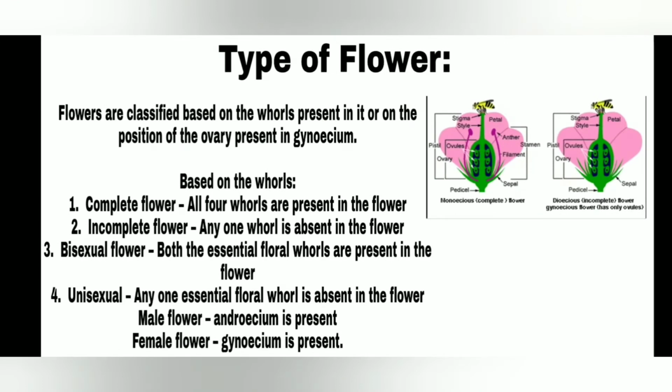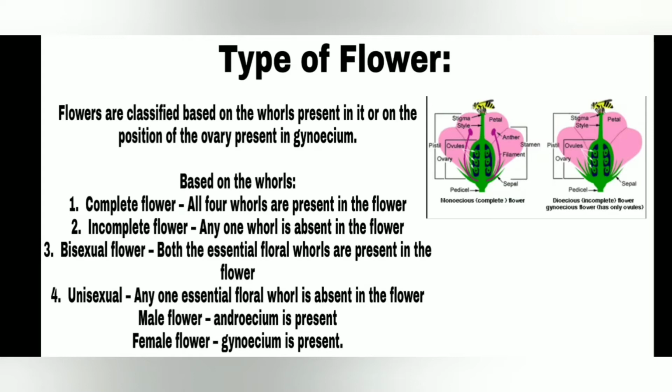Types of flower. Flowers are classified based on the whorls present in them or on the position of the ovary present in the gynoecium. Based on the whorls, number 1. Complete flower. All four whorls are present in the flower. Number 2. Incomplete flower. Any one whorl is absent in the flower.